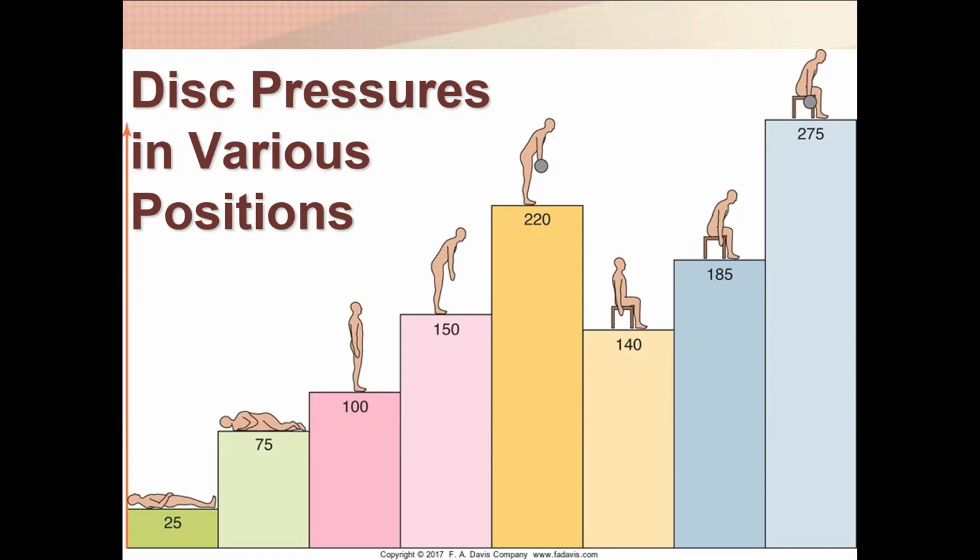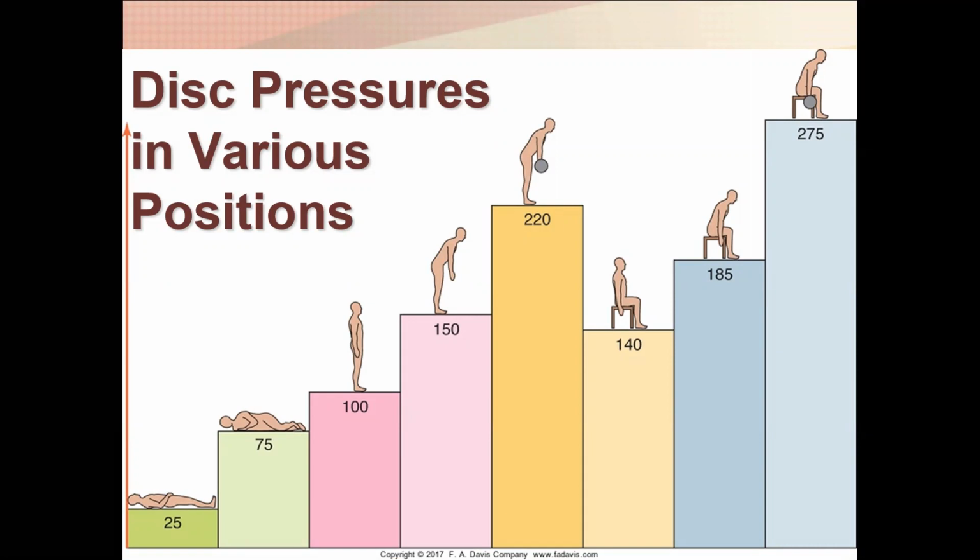So here's kind of looking at pressure on the disc in different postures. Supine, we only have about 25 pounds of pressure. Side lying, 75. Standing up, 100. Standing up but leaning forward, we have 150. Now we're starting to pick up a load. We can get up to 220. Sitting is 140 pounds of pressure.